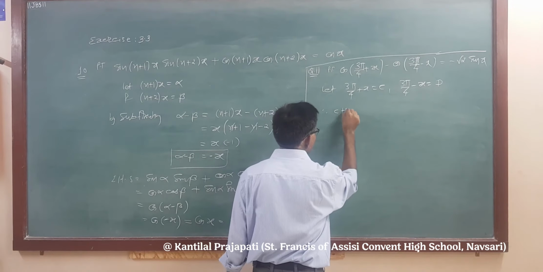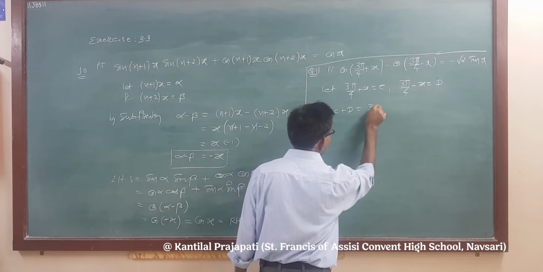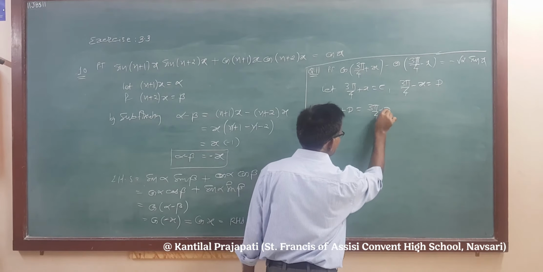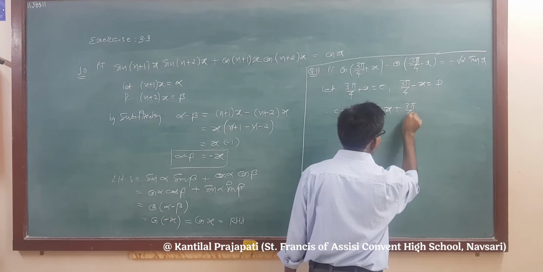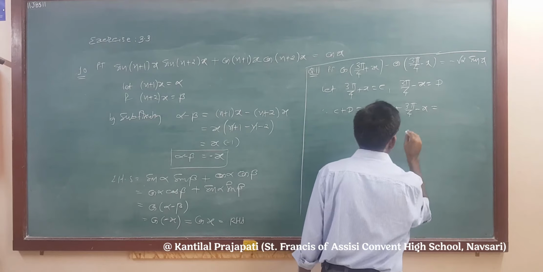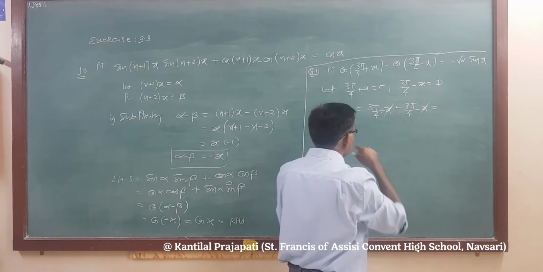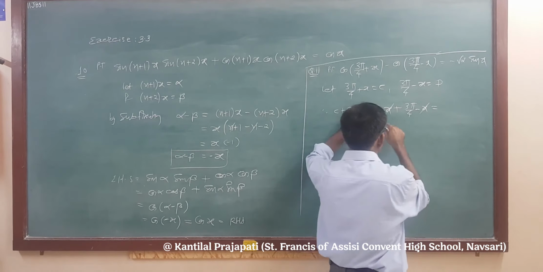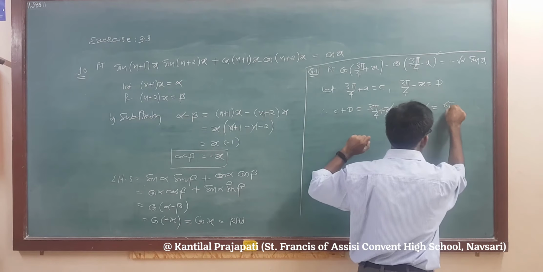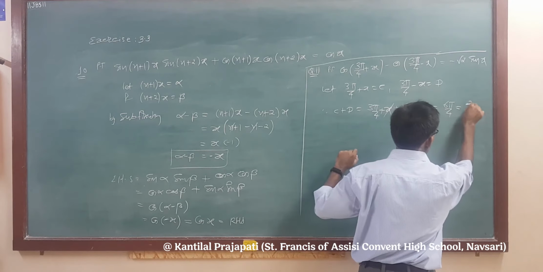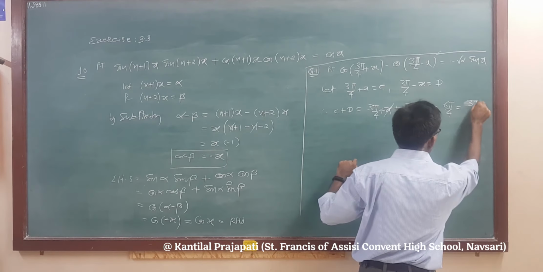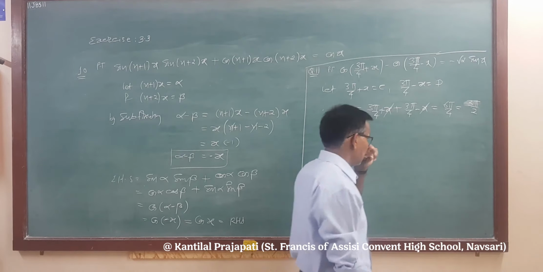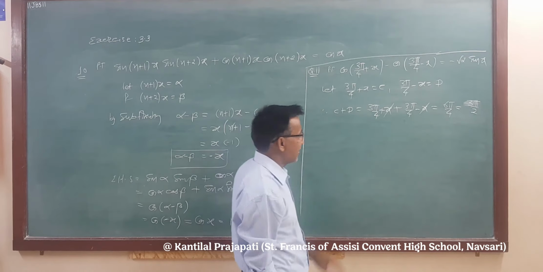What is c plus d? C plus d is equal to 3 pi by 4 plus x, plus 3 pi by 4 minus x. So this x cancels. So you get total 3 plus 3, that is 6 pi by 4, or 3 pi by 2. So c plus d is equal to 3 pi by 2.